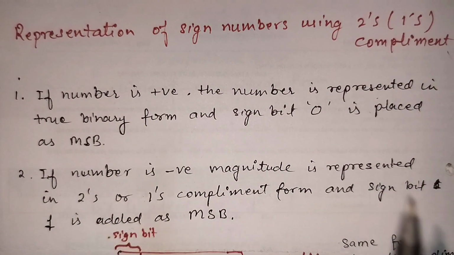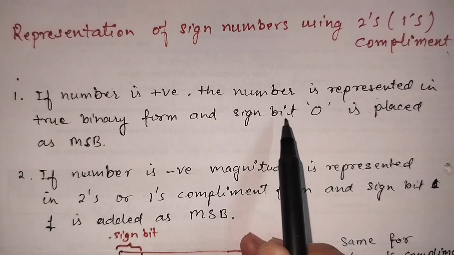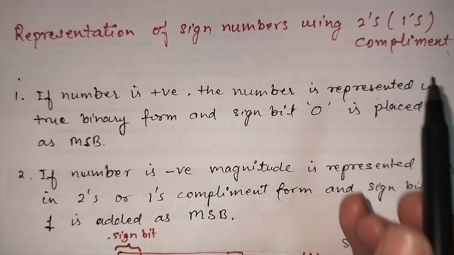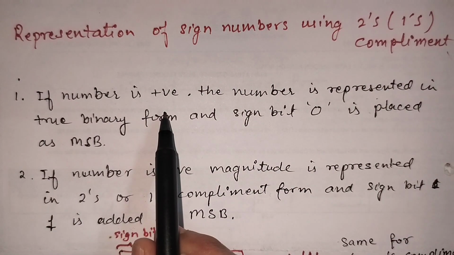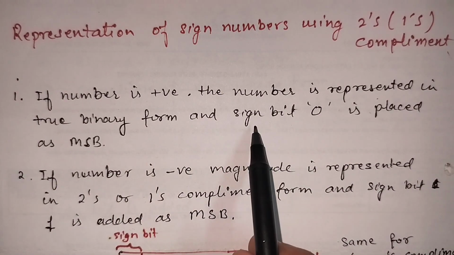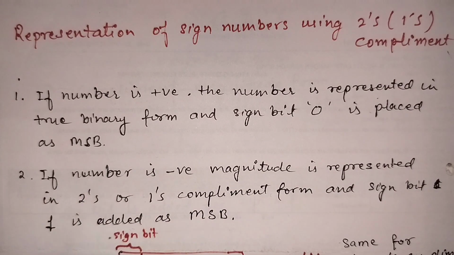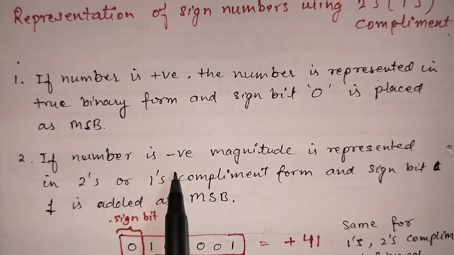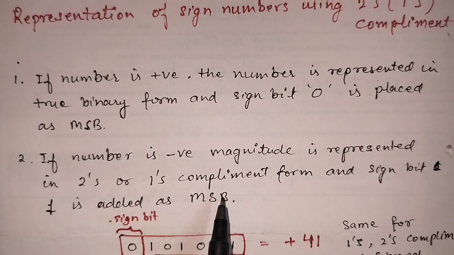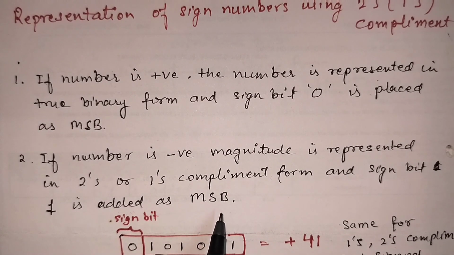Now we will see how signed numbers can be represented using 1's or 2's complement. There are two rules for representing signed numbers using 2's and 1's complement. First one is, if the number is positive, the number is represented in true binary form and a single sign bit 0 is placed as the most significant bit. And the second rule is, if the number is negative, the magnitude is represented in 2's or 1's complement form and the sign bit 1 is added as the most significant bit.